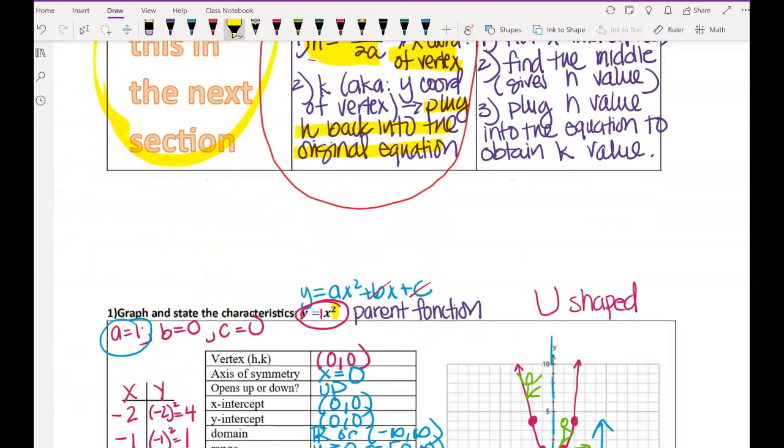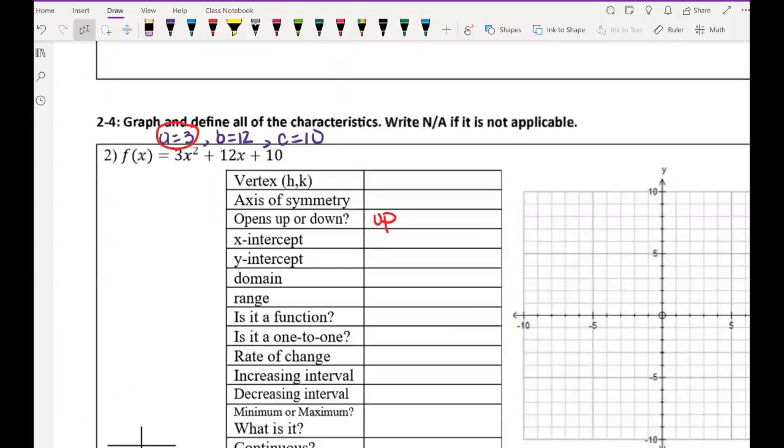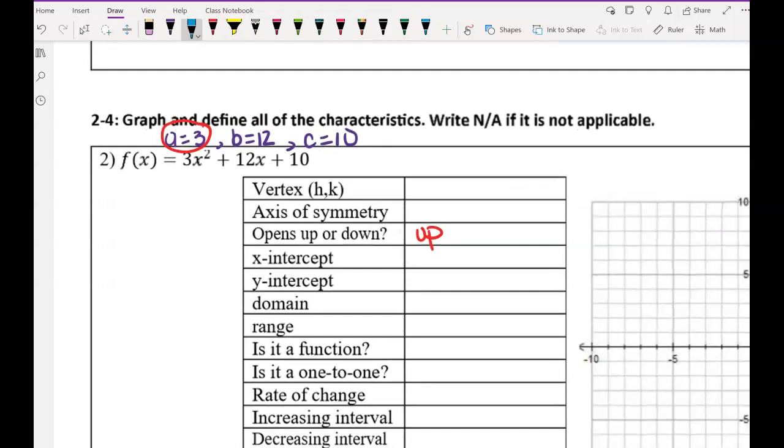So let's do exactly that. Let's find the x-coordinate of the vertex, which is x equals negative b all over 2a. This is the same as the h value, right, guys? Okay, so x equals negative b, b is 12, negative 12, divided by 2 times a, which is 3. So that's going to be negative 12 divided by 6.